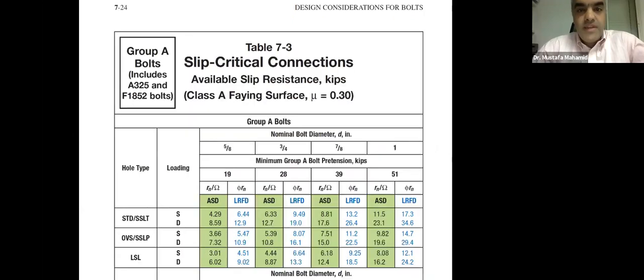And then we also have Table 7.3, that's for the slip-critical connection, which depends on the slip resistance. So we have, for a Class A faying surface, mu equals 0.3. Here we have the capacities, which again depend on the hole type, whether it's a standard hole, a short-slotted hole, or an oversized hole, etc. And whether we have a single shear plane for S and double shear plane for D, and then for the different diameters.